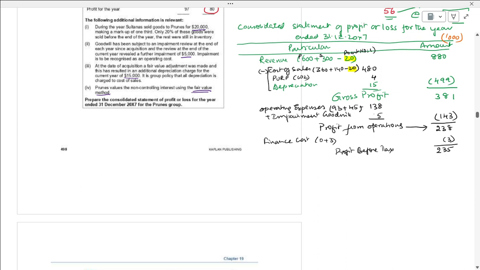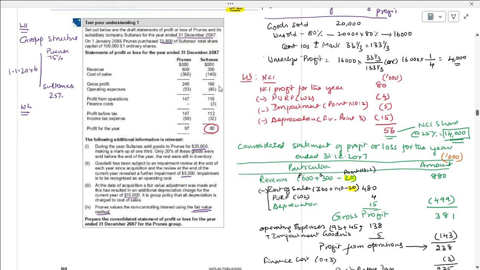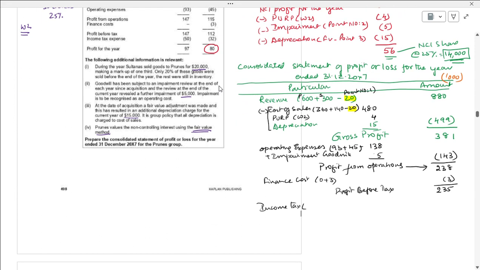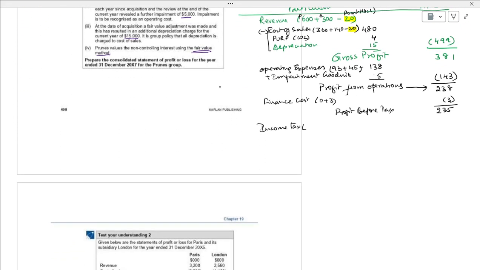Next, income tax. F7, financial reporting group accounts, is the easiest one. 50 plus 32 is 82. So 235 minus 82 is 153. This is profit for the year.